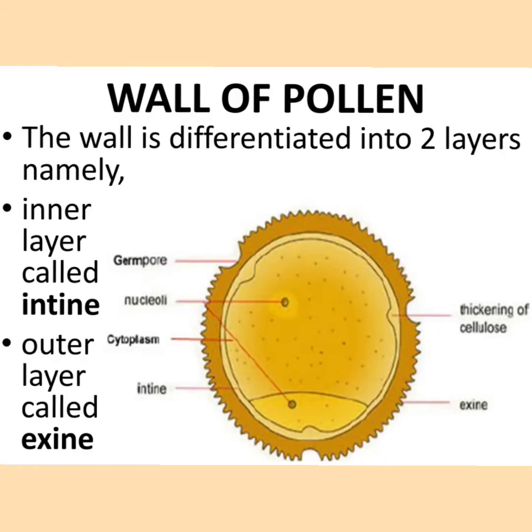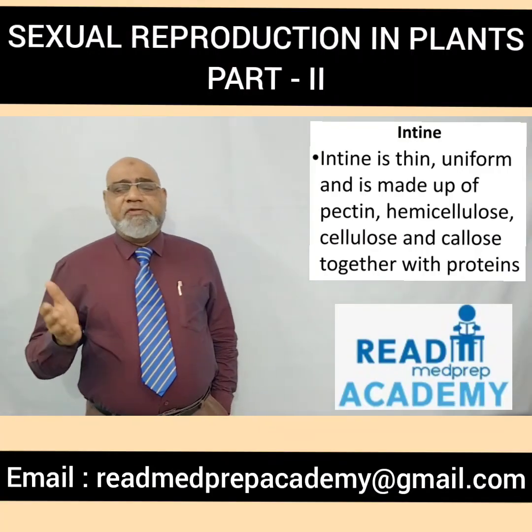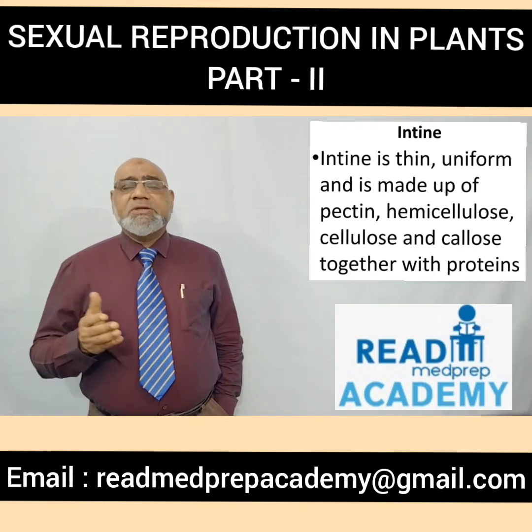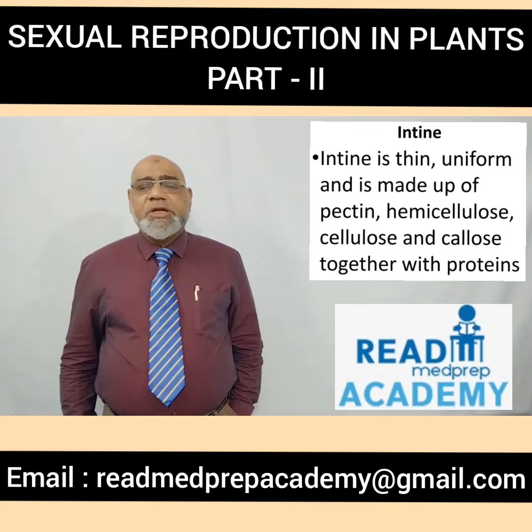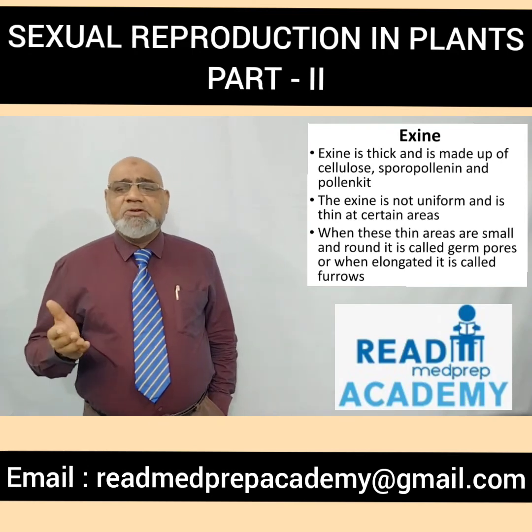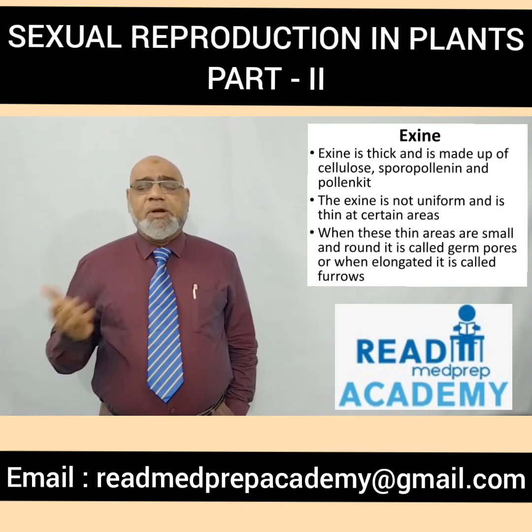Now, let us talk about the wall of pollen. The wall is differentiated into two layers. The inner layer is called the intine, which is thin, and the outer layer is thick and called exine. Intine is thin, uniform, and is made up of pectin, hemicellulose, cellulose, and callose together with proteins. Exine is thick and is made up of cellulose, sporopollenin, and pollen kit.